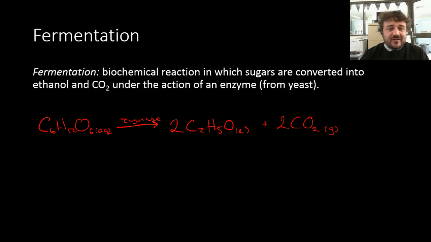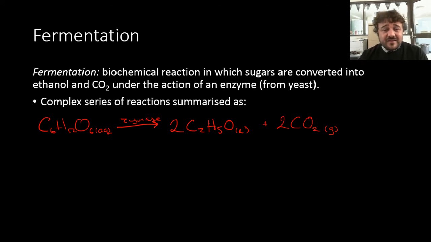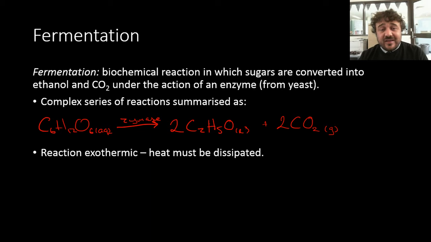Alright, so fermentation. Basically, fermentation is a biochemical reaction in which sugars are broken down into ethanol and carbon dioxide under the action of an enzyme. It's a really complex series of reactions, which means this to here is missing a bunch of steps. There's a lot more in there, and we're not going to worry about it at this point in time. So the reaction is exothermic, which means it's going to build up heat. So we need to take the heat out.